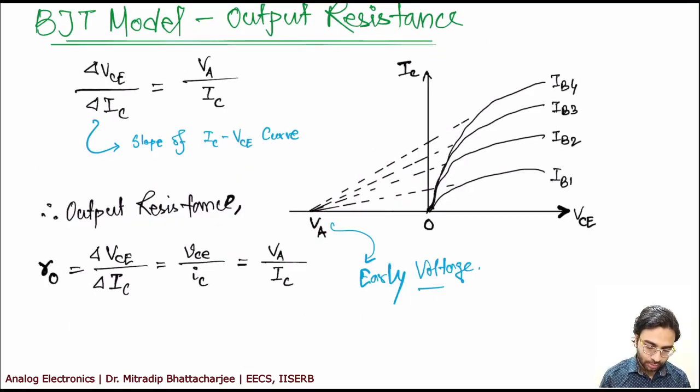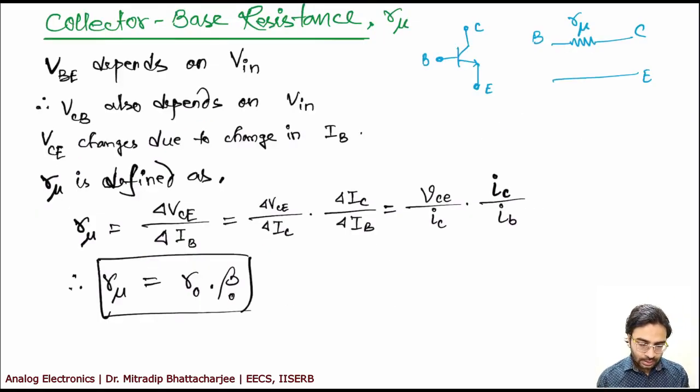Then we have seen the output resistance, which is VA by IC, and then also have seen the base collector resistance, which is the resistance between base and collector. Base collector is in reverse bias, remember. So this base collector resistance is very high. So as long as it is very high, nothing to worry. Just let it be there. Even if it is there, it's not a problem. But if at any point it becomes low, then it will be a problem.